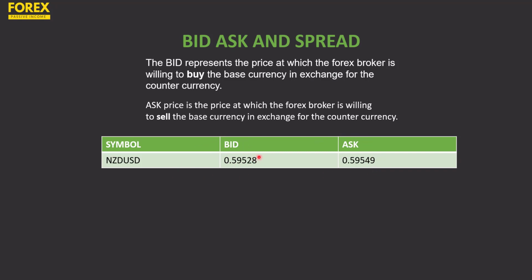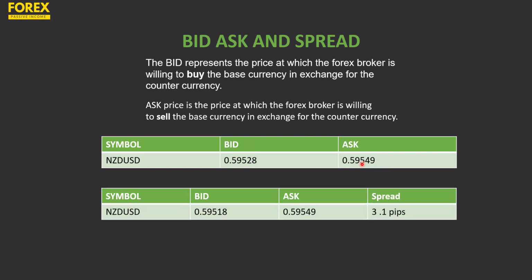This bid is the market price. That's the price at which the broker buys this currency pair. Ask is the price at which they sell to you. So whenever you notice there's always a difference, like in this example here, the bid is 51 while the ask is 64, okay? When you subtract the bid from the ask, you get the broker's commission, what we call the spread. So spread is simply the broker's commission, and in this case it is 3.